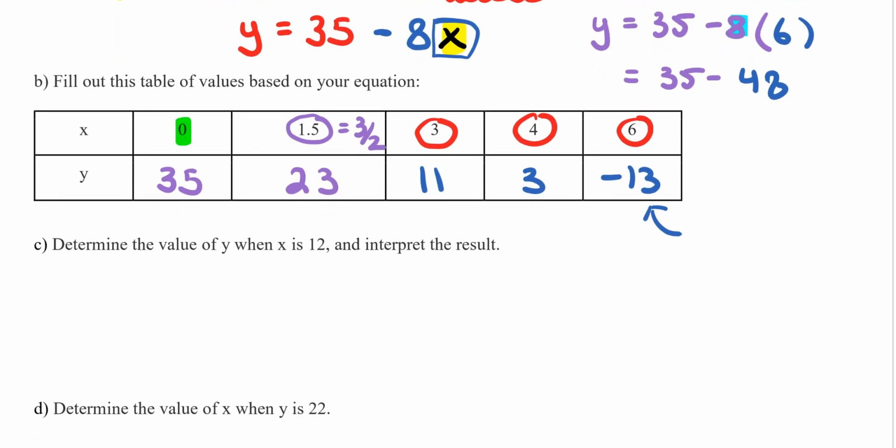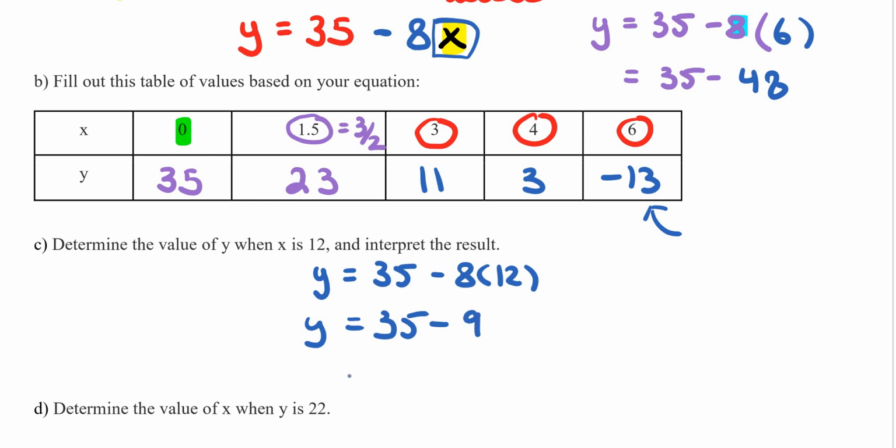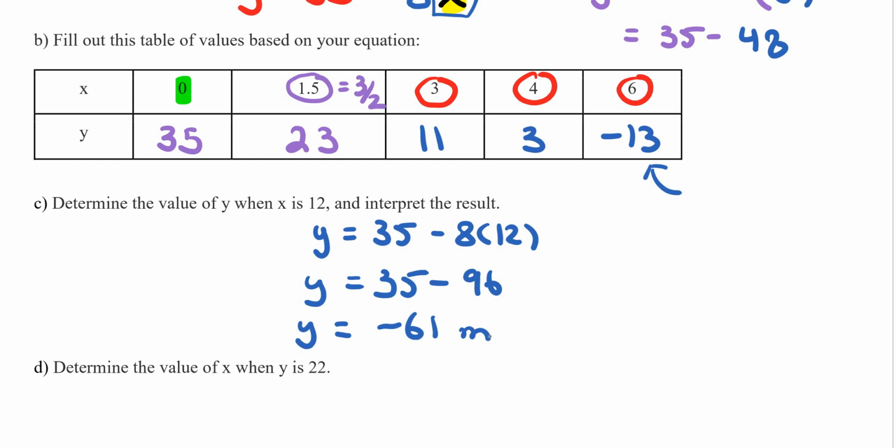Okay, so part C is determine the value of y when x is 12. Another calculation question here. So y equals 35 minus 8 times 12. And y would equal 35 minus, well, 8 times 12 is, this is a weird answer, right? So 8 times 12 is going to be 96. And if I do 35 minus 96, I get negative 61. Negative 61 meters of roll paper, which doesn't really make sense. Okay, so once again, I think what this means is you cannot use 12 meters of wrapping paper for these individual gifts here because you just don't have enough wrapping paper to do that.